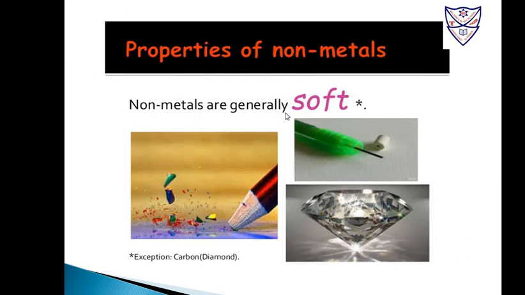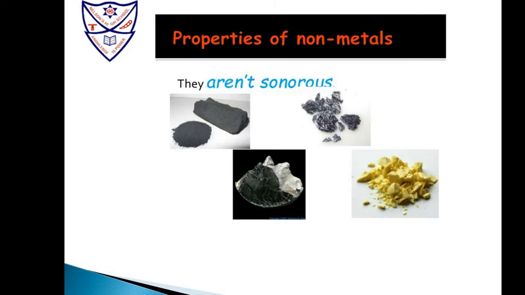Some other properties of non-metals: they are generally soft. You can see here, this one is carbon, which can break. This is the lead, and diamond will not break. So all non-metals are soft except diamond. If you bang it with a hammer, it will not break, and it is also shining. Sonorous. What do you mean by sonorous? It's a sound. Non-metals will not give any sound.